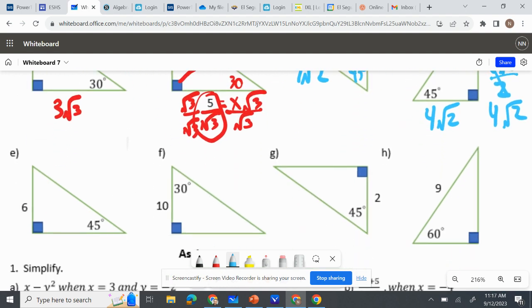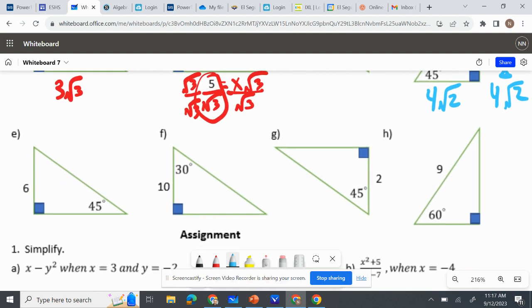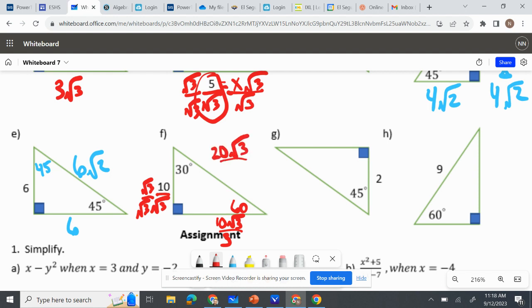Let's look at 4 more. So with this right here, we see a 45, so we know this is 45, 45, 90. If this is 6, then our other side is 6, and we have 6 rad 2. Now, if we're looking at this next one, we have a 30 degrees, so we know that this has to be 60. If the 60 degree side is 10, we're going to divide it by rad 3, and then we rationalize it. So what we get is 10 rad 3 over 3. Our 90 degree side is always double the 30, so that would be 20 square root of 3 over 3.